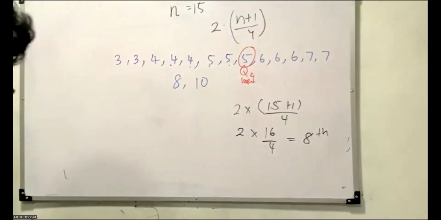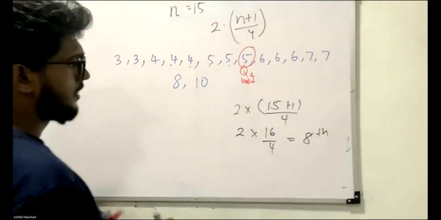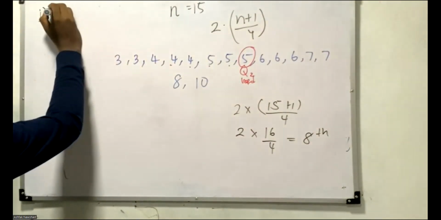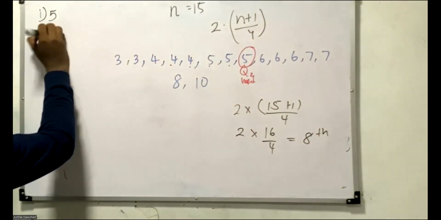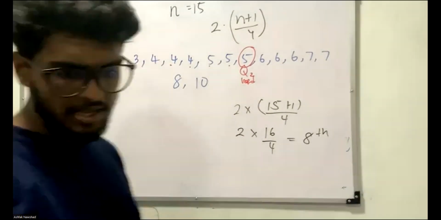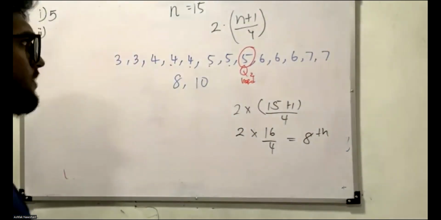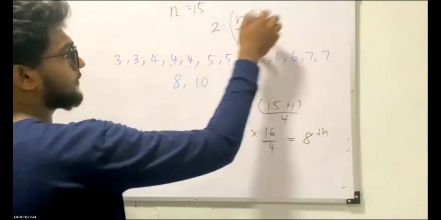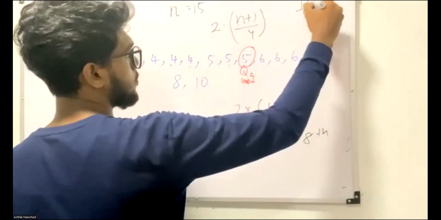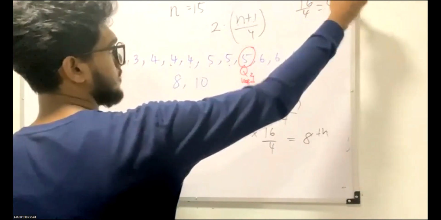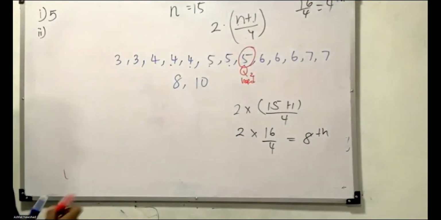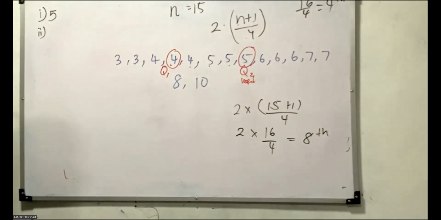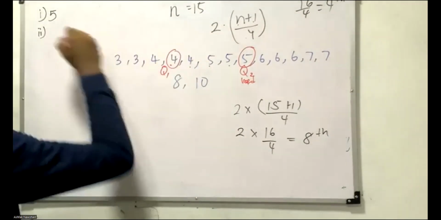The second quartile. And then Roman number 1, we are done. The second quartile is 5. And Roman number 2, they are asking for the first quartile. First quartile is simply N plus 1 over 4. N is 15. 15 plus 1 is 16. 16 over 4, that is 4th place. In the 4th place, we have 4. That is Q1. We have Q1 in the 4th place. That is 4.